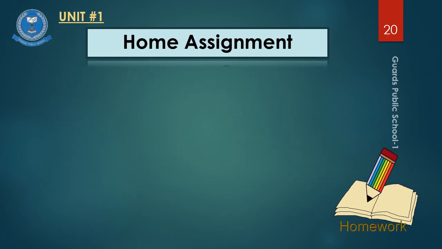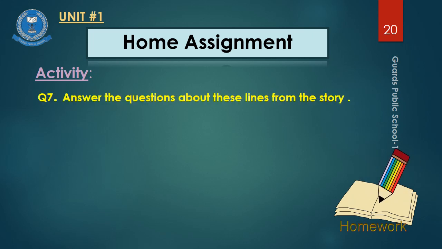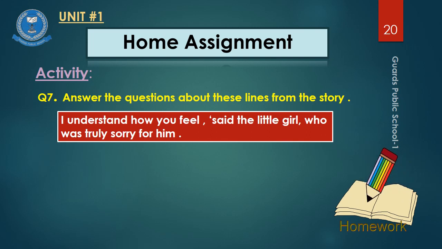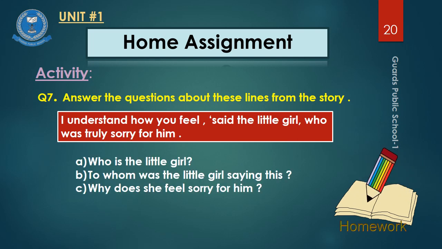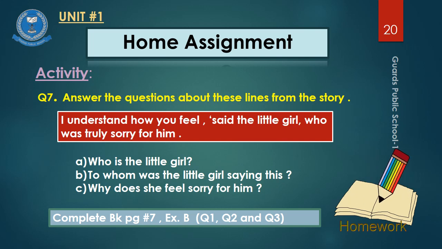And in the last, here is an activity for all of you. Answer the question about these lines from the story. I understand how you feel, said the little girl, who was truly sorry for him. Who is the little girl? Number 2, to whom was the little girl saying this? And number 3, why does she feel sorry for him? So, you have to give the answers of all these 3 questions, and your book work is complete. Book page number 7, exercise B, question 1, 2 and 3.